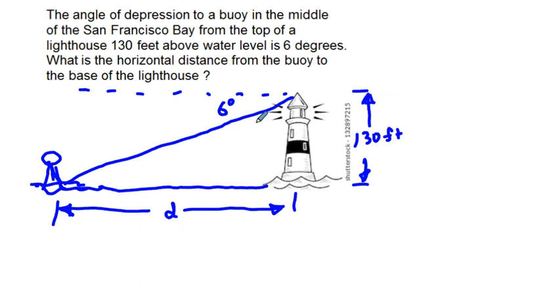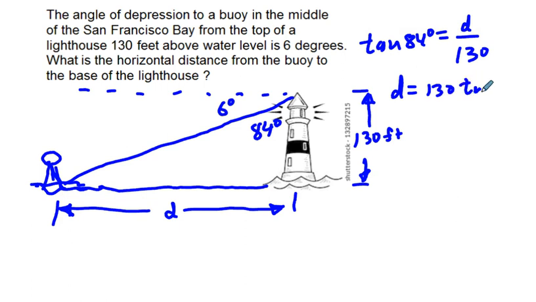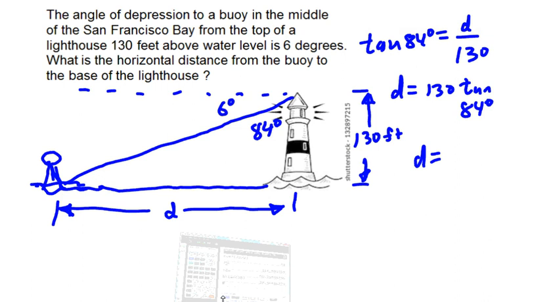And you can do this different ways. One way that a lot of people like to do in my classes is to use the complement of 6 degrees. So what number plus 6 adds up to 90 degrees? That's going to be 84 degrees. So if you use 84 degrees, you can say if our 84 degree angle, our D is our opposite. So the tangent of 84 degrees equals our distance opposite over 130 feet. So D is going to be equal to 130 tangent 84 degrees.